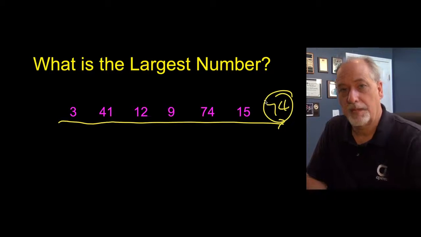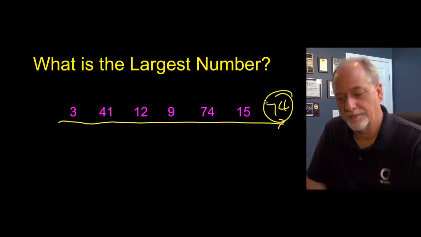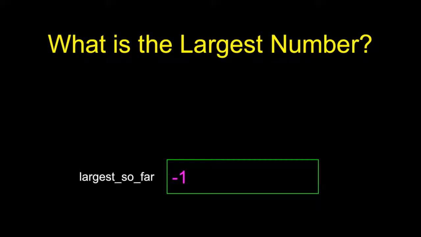74. But how would you construct a loop to achieve this? So let's take a look. You could create a variable called largest so far. And this is the largest value that you've seen in the list so far. Now, I haven't shown you any numbers yet, so we'll just set this to -1 to get us started.